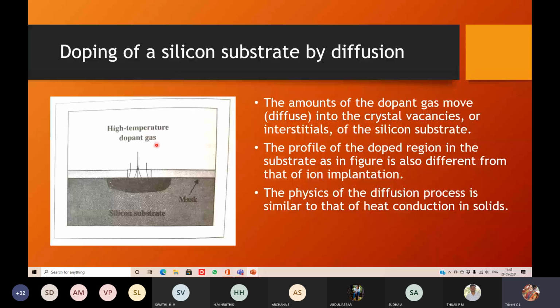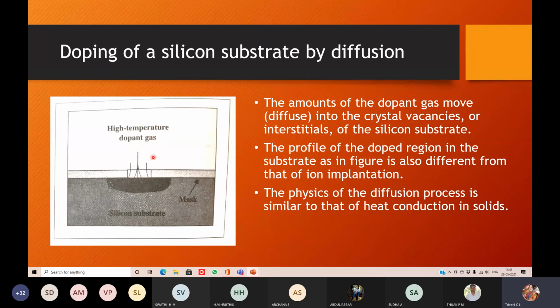So how does the doping of the silicon substrate take place? You can see it in this figure. You'll have high temperature dopant gas, and you'll have the mask. This is the way the diffusion takes place. The dopants will be moving towards the silicon substrate. The dopant will be in gaseous form, so it will try to diffuse into the crystalline vacancies of the silicon substrate. The substrate is in crystalline form, but the dopant is in gaseous form. You can see it in this figure.